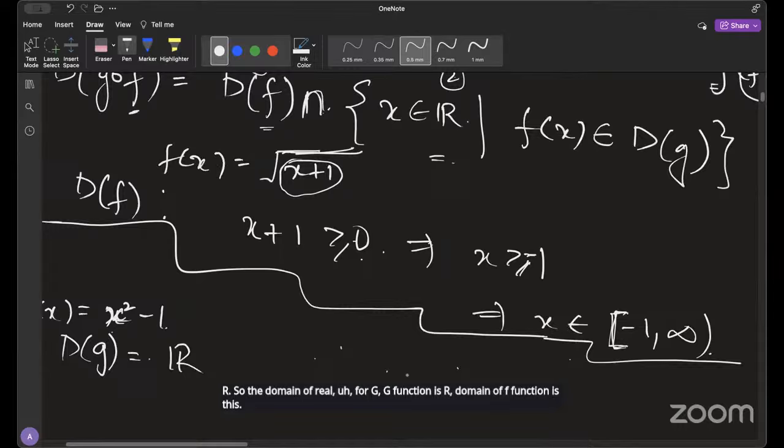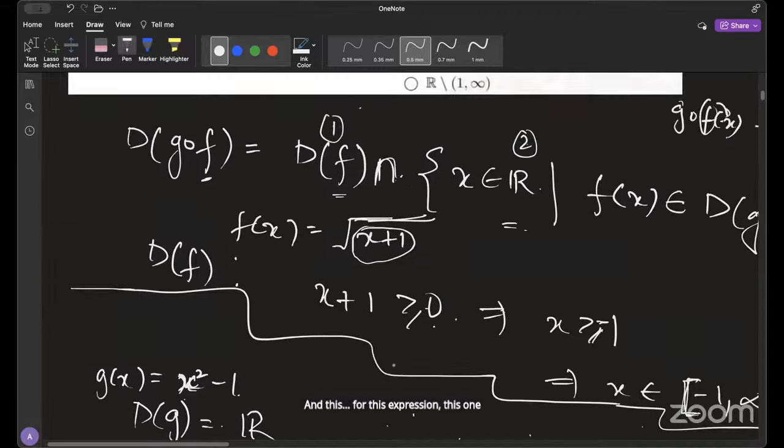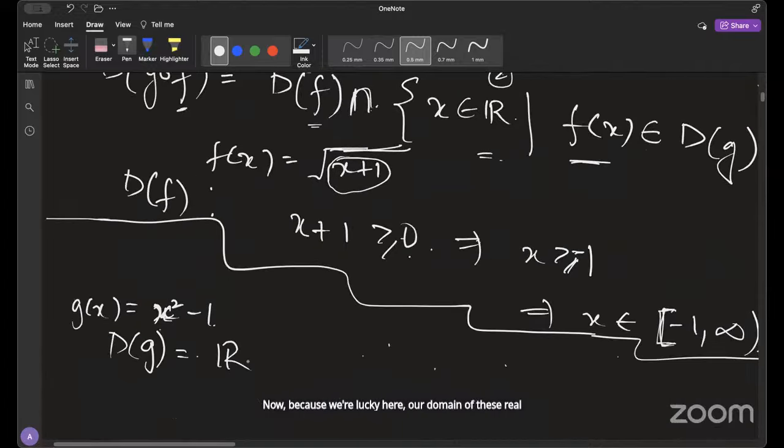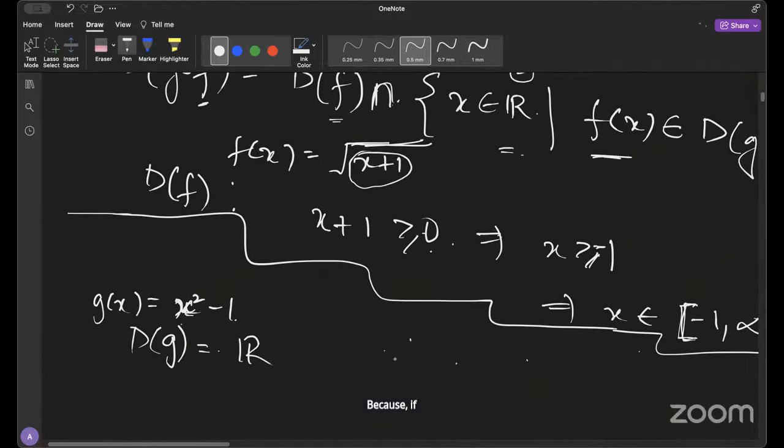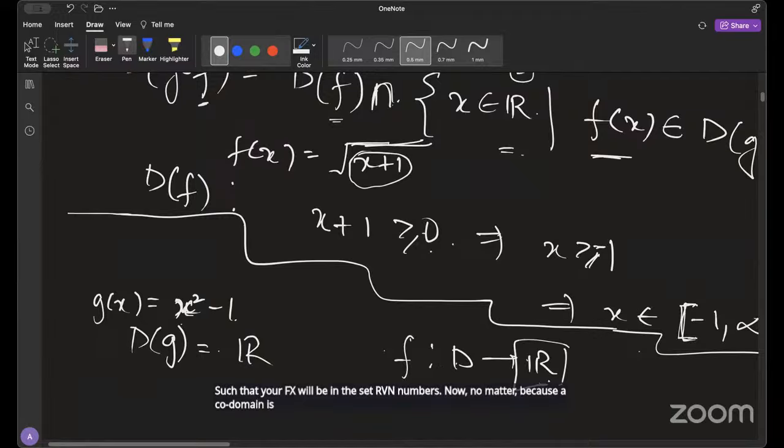Domain of F function is this, -1 to infinity. For this expression, because we're lucky here, our codomain is real numbers, we don't really have to check it. Because if your function is from a set D to R, we have to find the collection of x such that f(x) is in R. That means you have to find every possible value of x such that your f(x) will be in the set R, real numbers. Because your codomain is real numbers, no matter what value you substitute in this function, you will always get a real number.